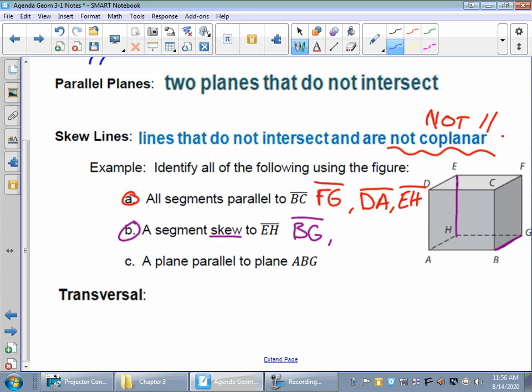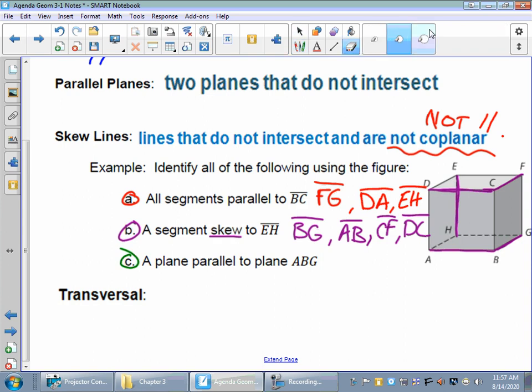Another one would be like AB for the same deal. It's not going to touch line EH here. It's also not parallel. So line segment AB would be skew. And the same thing for like CF and DC. Okay, CF you can see is not going to cross. And same thing with DC here. Technically does not cross there as well. So all those would be skew. And then the last one here, a plane that's parallel to ABG.